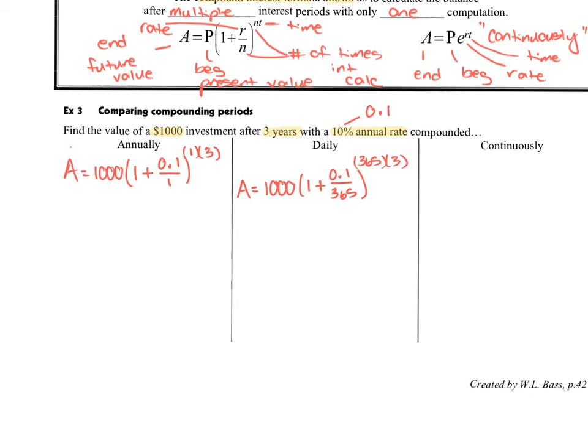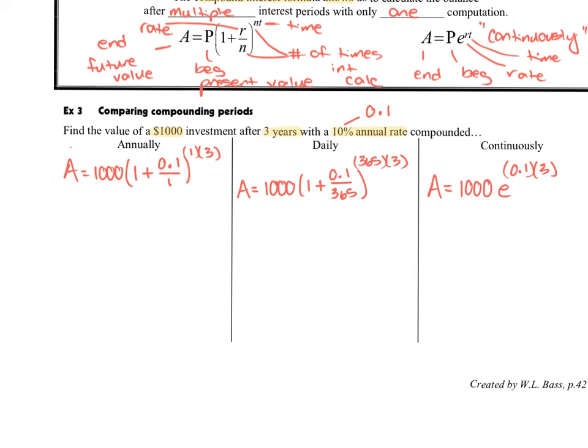For our continuously, we have to use the PERT formula. So now we're going to switch our formula just a little bit. So we're going to say we still want the future value. Our principal is still $1,000. The E is just E, that can't change. Our rate is still the same, so now the rate actually goes into the exponent, 0.1, and our time is still 3 years. So each of these can just be typed into our calculator.